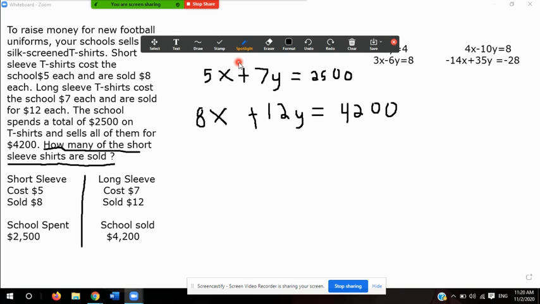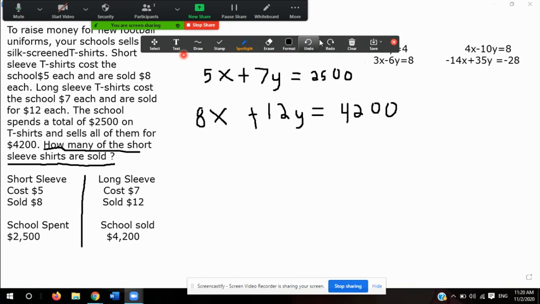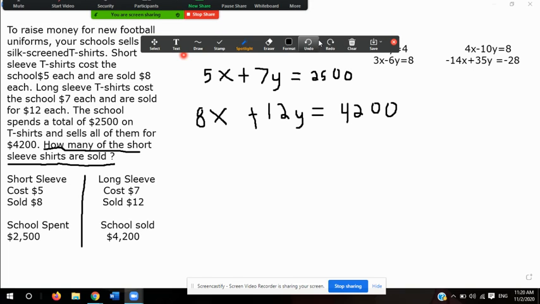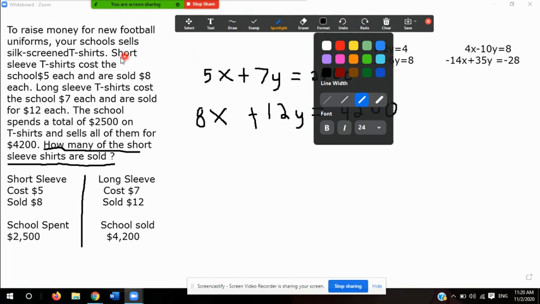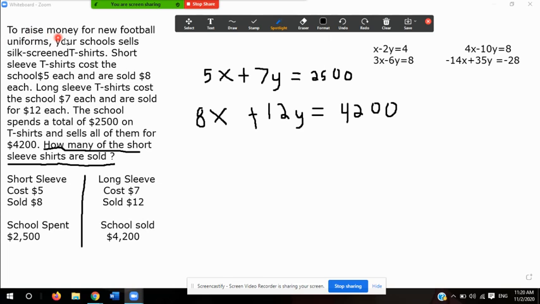it's a story problem. So I'm actually going to go ahead and read the story problem to you guys. Let me go ahead and move this bar over here, and hopefully that'll give me a little bit of reading space. All right, so the problem says, to raise money for new uniforms, your school sells silkscreen t-shirts. Short sleeve t-shirts cost the school $5 each and are sold for $8 each. Long sleeve t-shirts cost the school $7 each and are sold for $12 each. The school spends a total of $2,500 on t-shirts and sells them for $4,200. How many of the short sleeve t-shirts are sold?